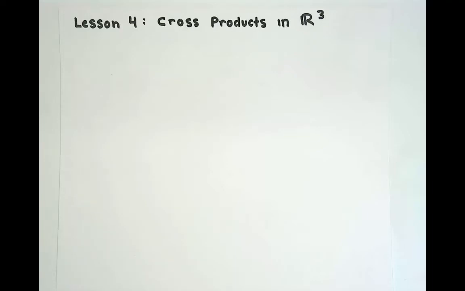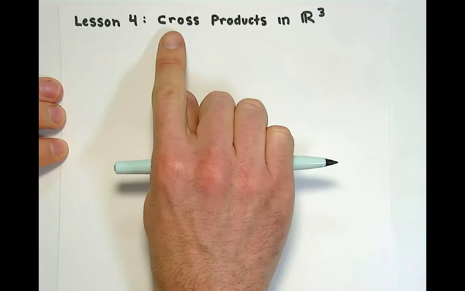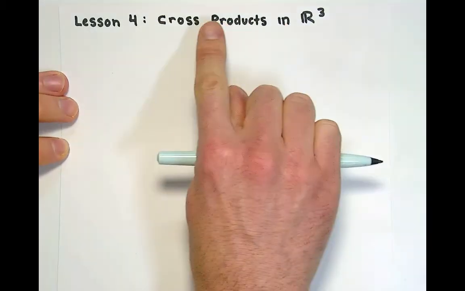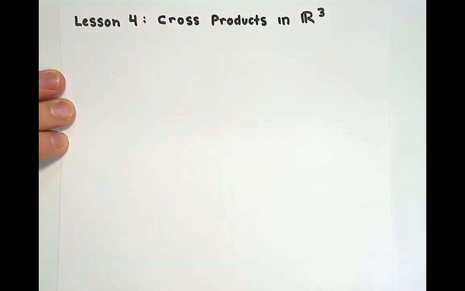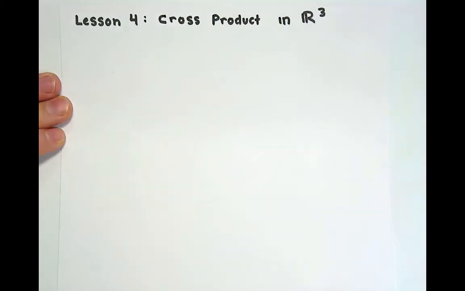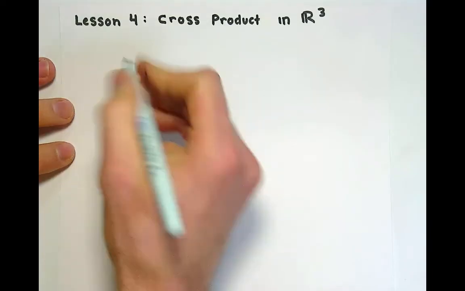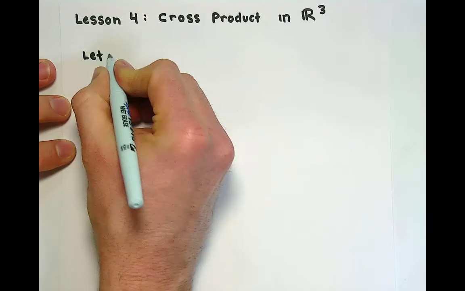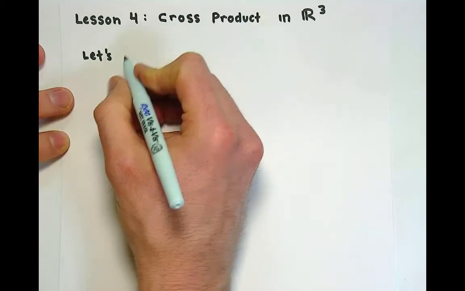Welcome back. We are now into lesson 4, which is a new operation in R3 called the cross product. So we're going to define the cross product in R3. You can take the cross product on multiple vectors, which is why I had written cross products. I wanted to do a quick overview of all the operations we've talked about so far and contextualize this new one before we actually introduce it.